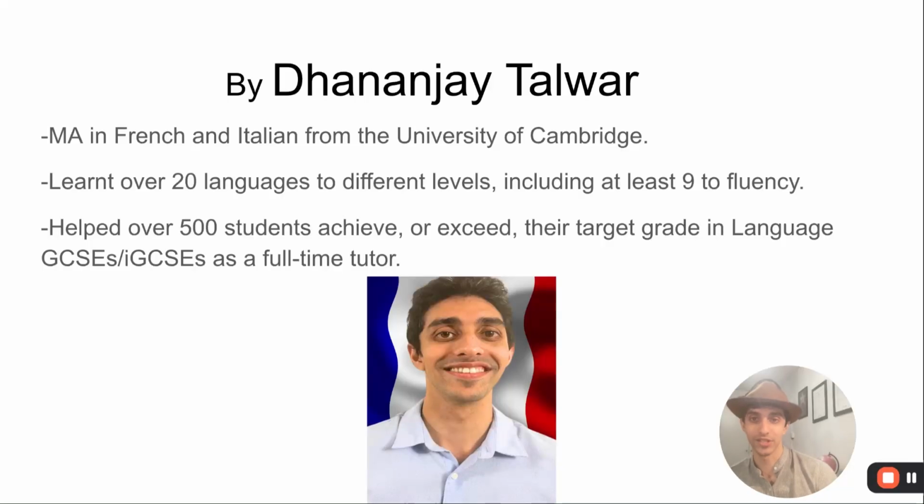So, first of all, I'm Dhananjay Talwar, and I studied French and Italian for my MA degree at the University of Cambridge. So, two other modern languages, of course. I graduated from there back in 2015, and I've been an educator, mostly a full time tutor, since that time. I am really passionate about languages, as I'm sure you'll be able to tell, and I've learnt more than 20 languages myself to different levels, which includes at least 9 to fluency. One of those is, of course, German, and it's something that I'm really passionate about. And I love to learn more and more languages.